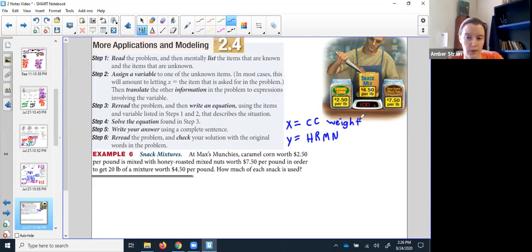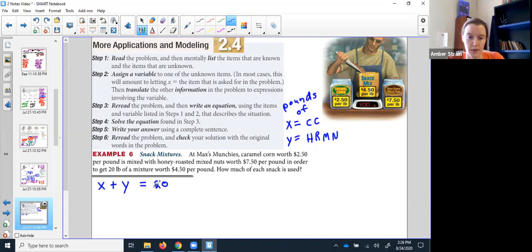So the pounds of caramel corn. If I wanted to walk out of that store with a 20-pound bag, then that means some of it of X and some of it of Y put together should make 20 pounds total.